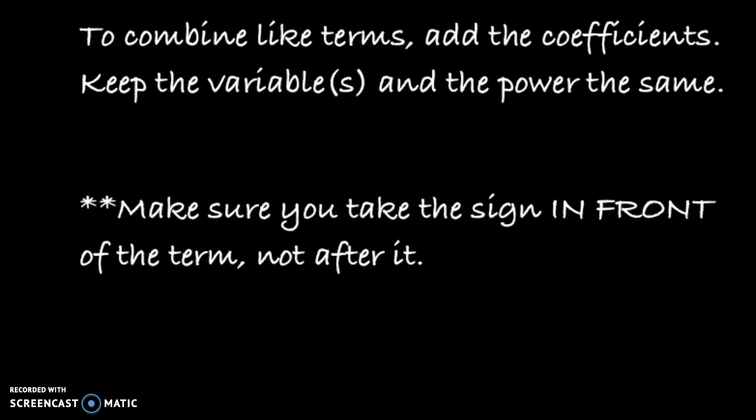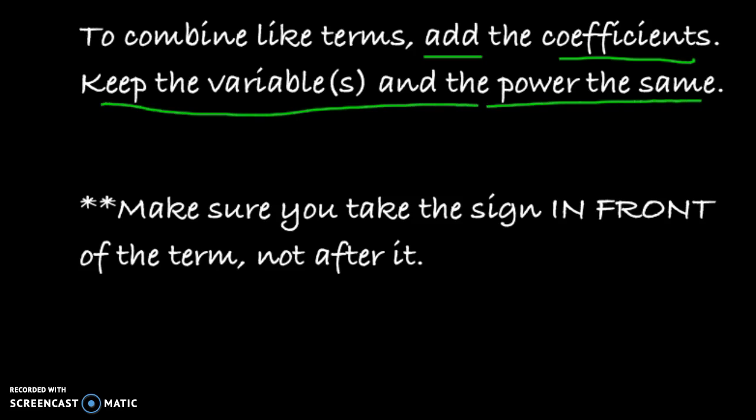To combine like terms, you're going to add the coefficients. Remember, the coefficient is the number that multiplies the variable. And then you have to keep the variable and the power the same. A point that often messes people up is when they take the wrong sign. So make sure you take the sign in front of the term, not after it.